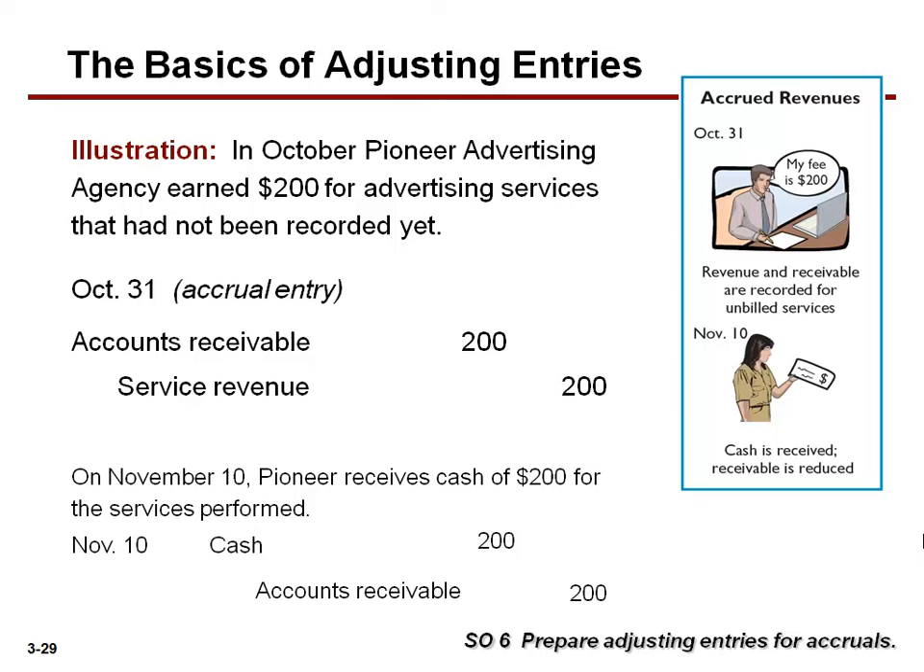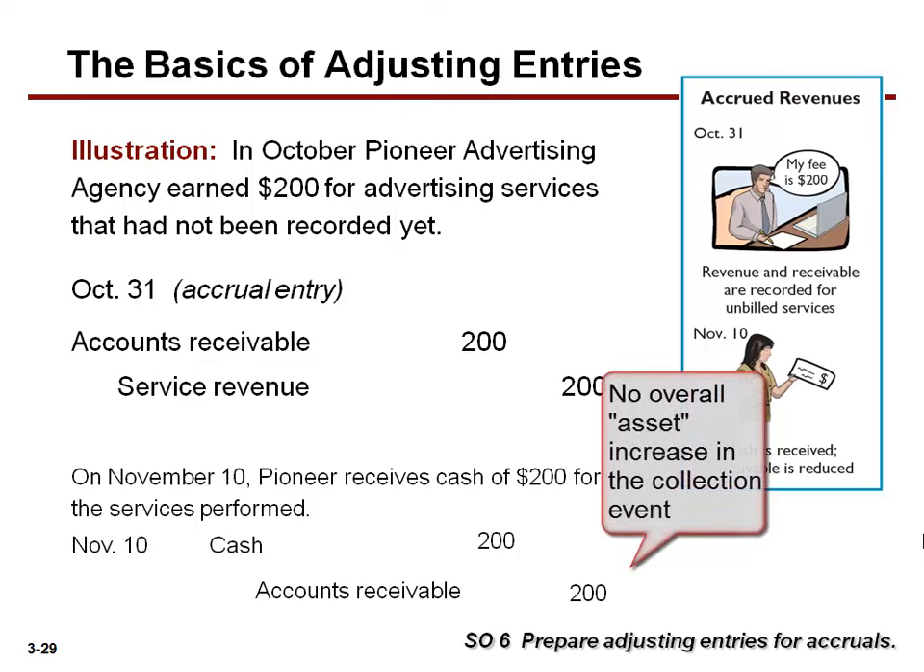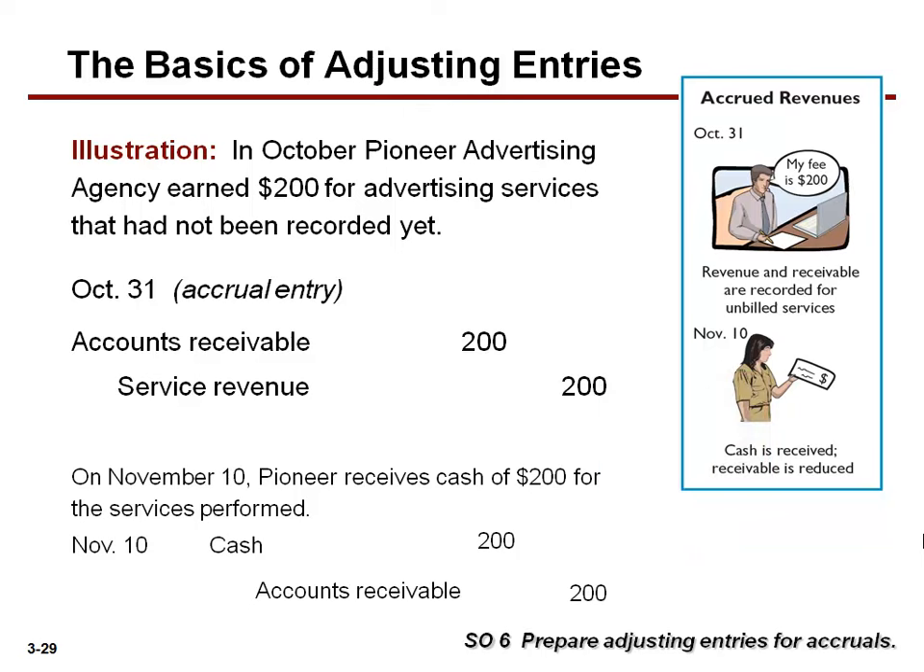On the 10th, we're just collecting cash. We're not reflecting the sale activity. That was back up in October when we provided advertising services to our customer. That's when our total assets increased on the left-hand side of the equation, and we explain that with the service revenue entry on the right-hand side at that time.